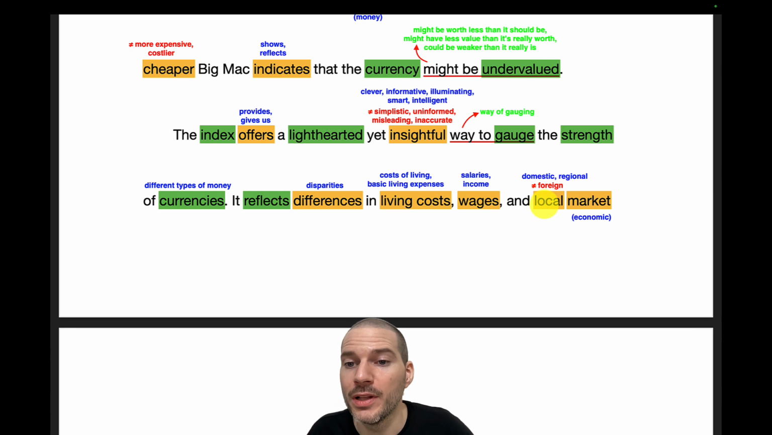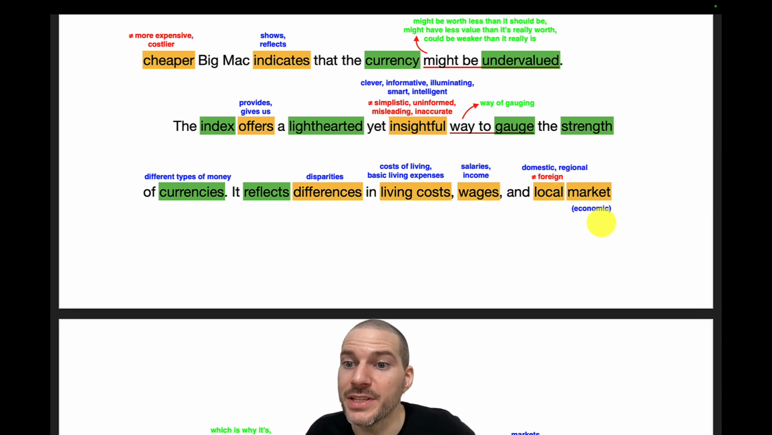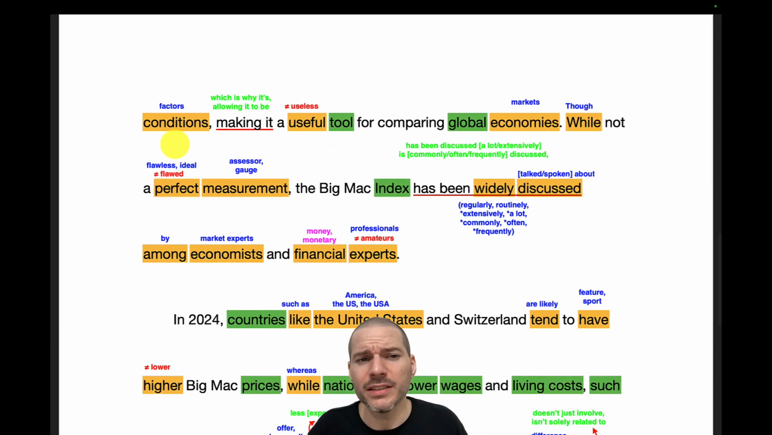And local, so local means something is near you, it's in your country maybe. You can say domestic and regional. The antonym is foreign, okay? Market, you can say economic. That's the adjective for economy. Conditions or factors, okay? Let's say you live in a very cold country like Russia. It's going to be more expensive for you to get pineapples or mangoes because those fruits grow in tropical places. So the market conditions mean that things might be more expensive in some places, okay?